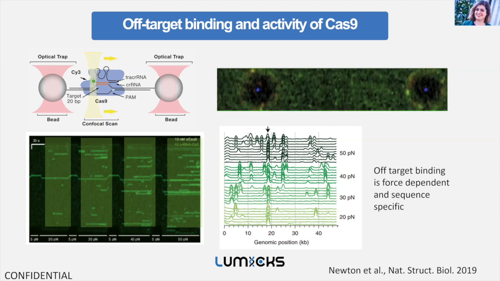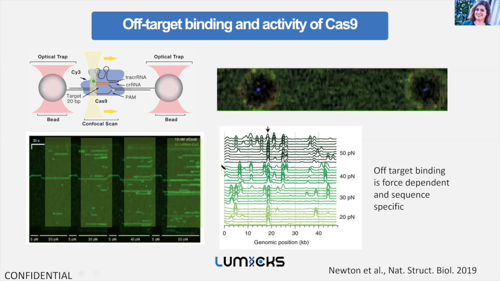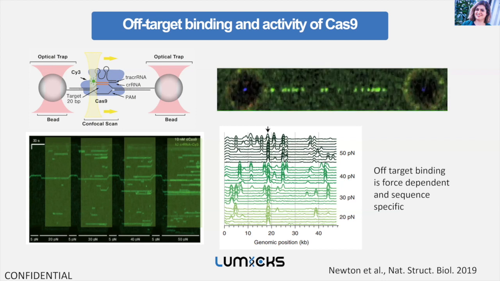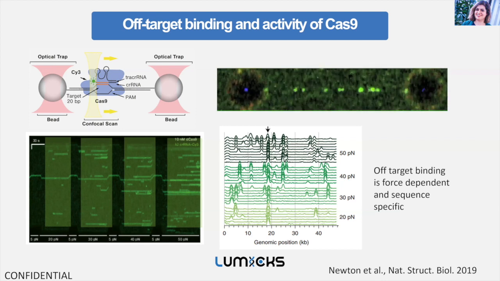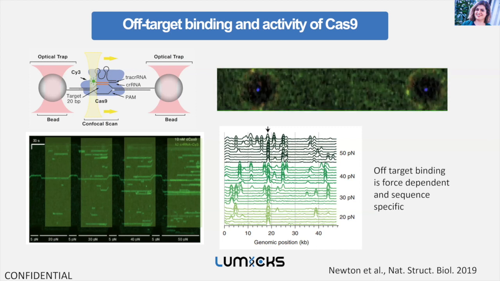And the interesting thing that they observed in these experiments was that at the beginning you don't see any binding to DNA, but as you move the beads away from each other, meaning that you're applying tension on DNA, you would start to see more and more of the fluorescently labeled complex bound to DNA.